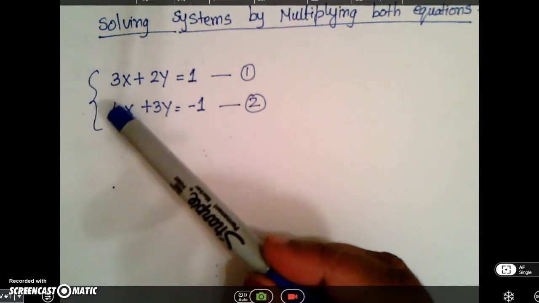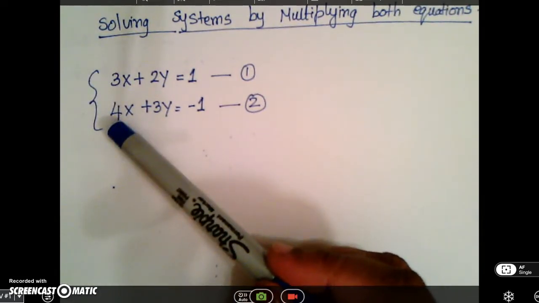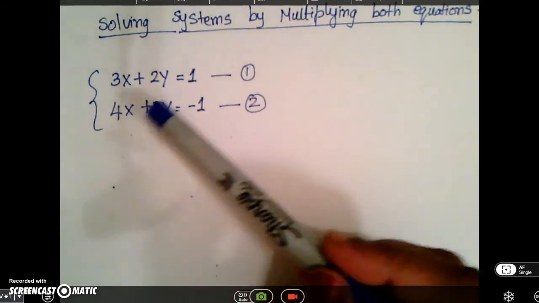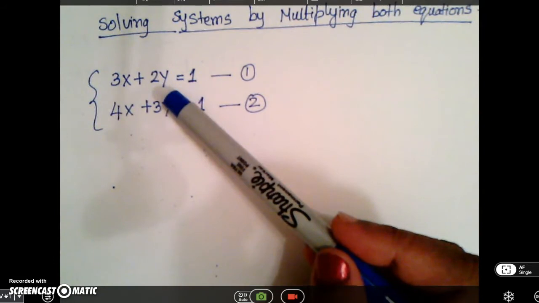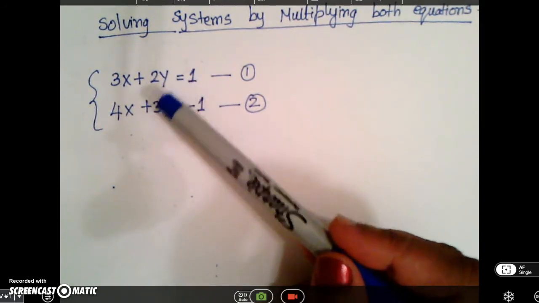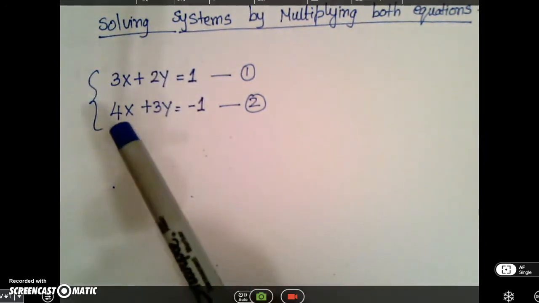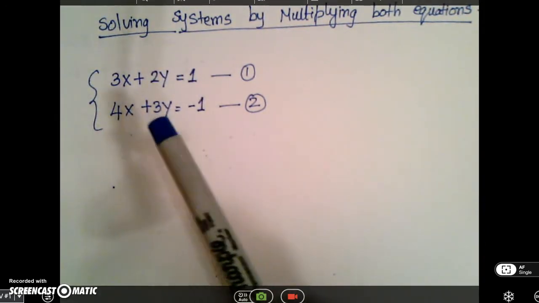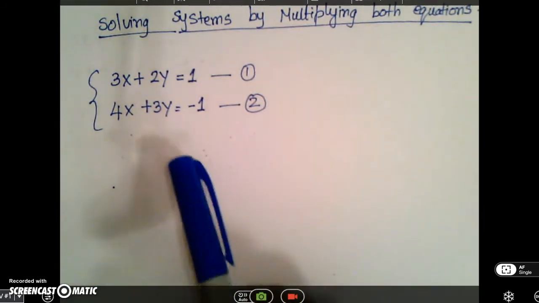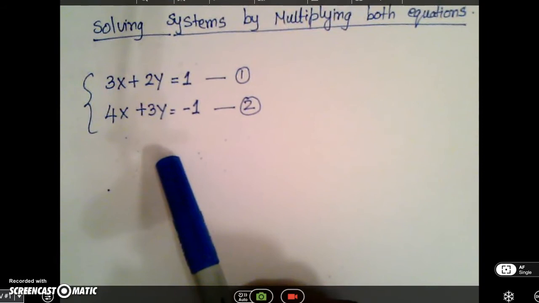3x plus 4x, x will not get eliminated. 3x minus 4x, so x is not going to get eliminated. 2y minus 3y, the y is not getting eliminated. 2y plus 3y, it's not getting eliminated. So just by simply adding the two equations or subtracting the two equations, it's not going to eliminate my variables. So let's try multiplying one of the equations.